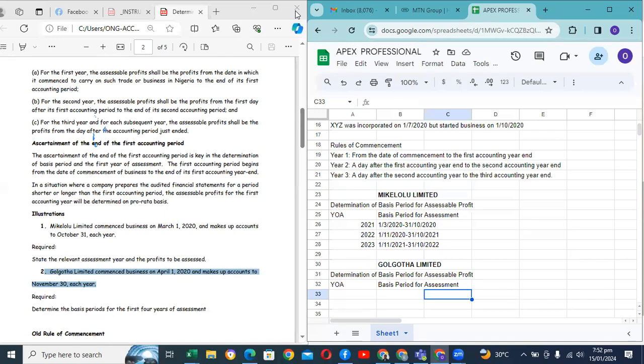Not seeing responses. Gogota Limited started business on April 1, 2020. I said the commencement period, not the year of assessment. I'm talking about the period. The period is going to be 1st of April 2020. That's correct.